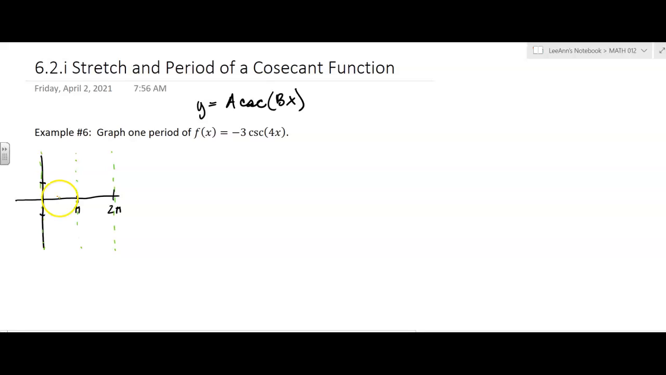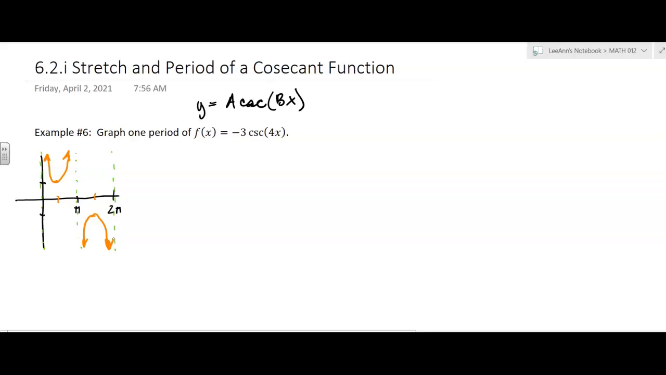So you're going to think, okay, what's halfway between 0 and pi? What's halfway between pi and 2 pi? There's no phase shift here. This is just a basic one. And so it's going up like this, and then it's going down like that. Okay, so that's the basic one.